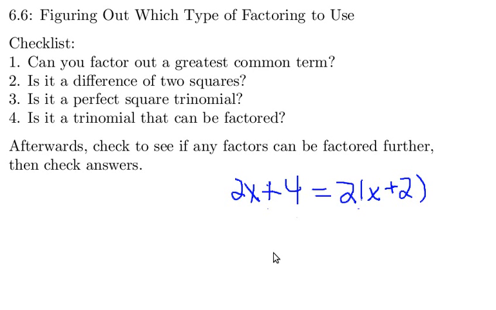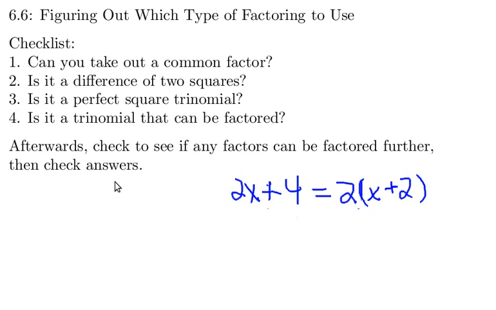This is a pretty common mistake to forget, and a pretty important thing to understand. The first thing you need to do is check to see: is there a common factor? Can you factor out a greatest common factor? Leave out the greatest part, because that's kind of implied. Can you take out a common factor? I should have proofread this before I put it up here. Okay, can you take out a common factor? And this is an example of taking out a common factor. Remember, that was 6.1.